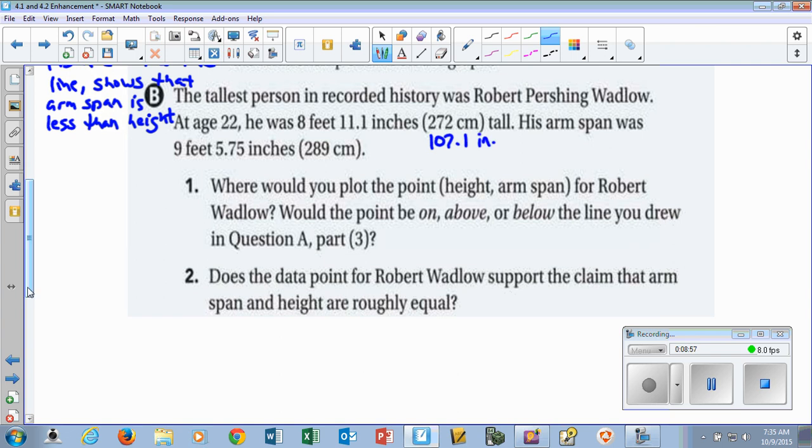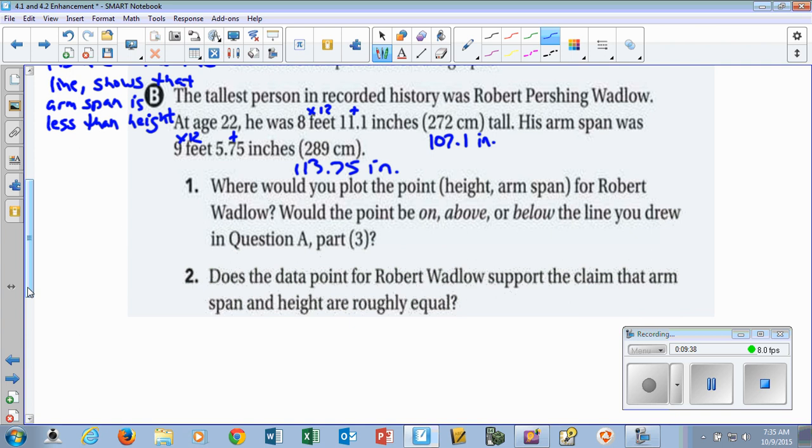And his arm span, if it's 9.9 feet 5 3/4 inches, his arm span is 113.75 inches. Because again, you take the feet, multiply it by 12, and then you add the inches to it. That's how many total inches he is. He's a pretty big dude. So where would that point be? And would that point be on the line of the graph that we drew in part 3?